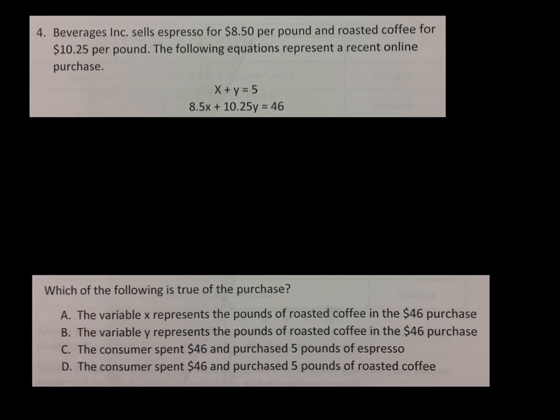So now I want you to notice something. I want you to notice that this 8.5 went with the X. Well, up here, the espresso was assigned the $8.50. So that means X is going to be our espresso. All right, so sometimes it's best to just write this information down. And if you notice, since 10.25 belongs to the Y, that means that's our roasted coffee, because 10.25 goes with roasted coffee. So Y is equal to roasted coffee.